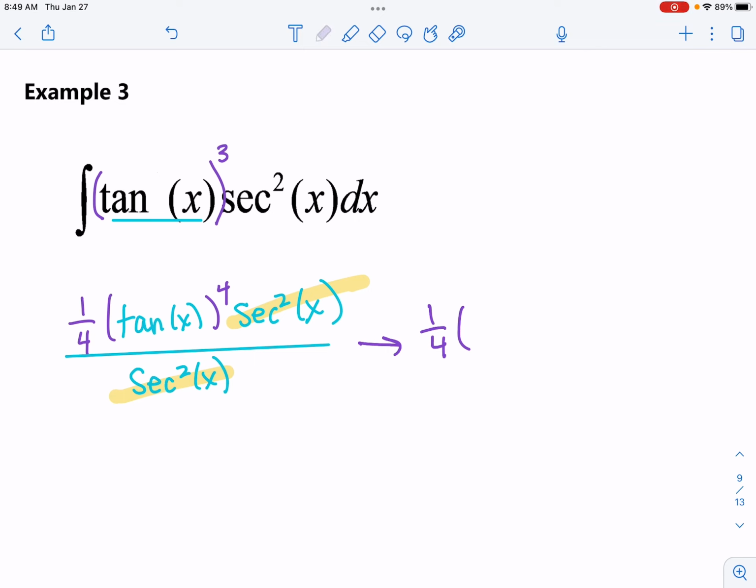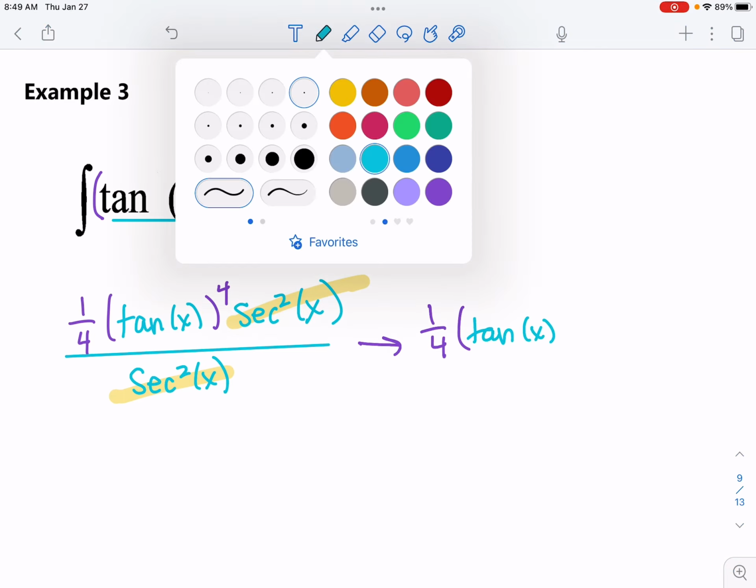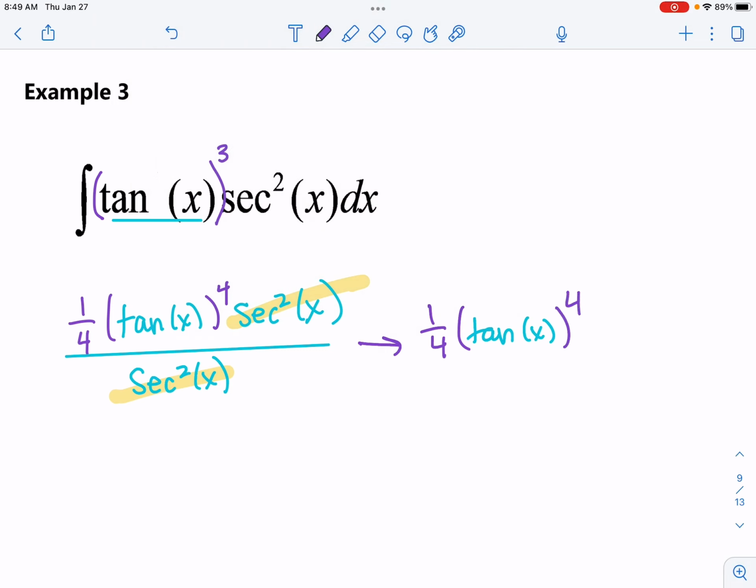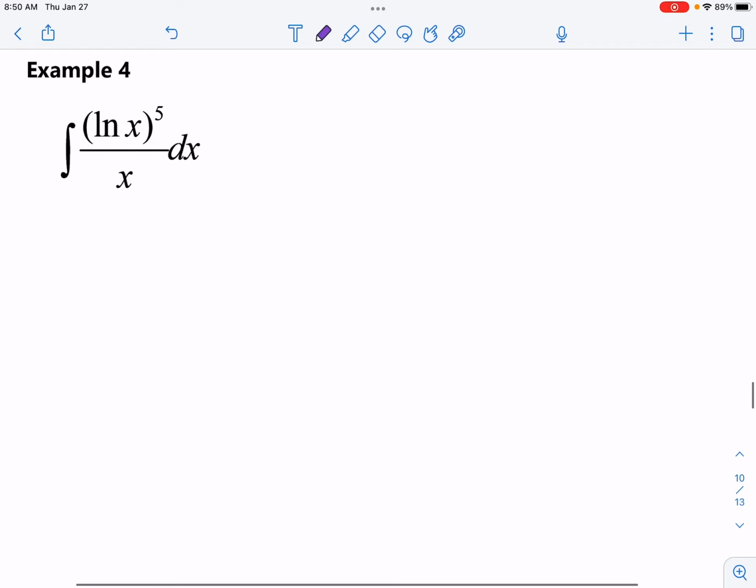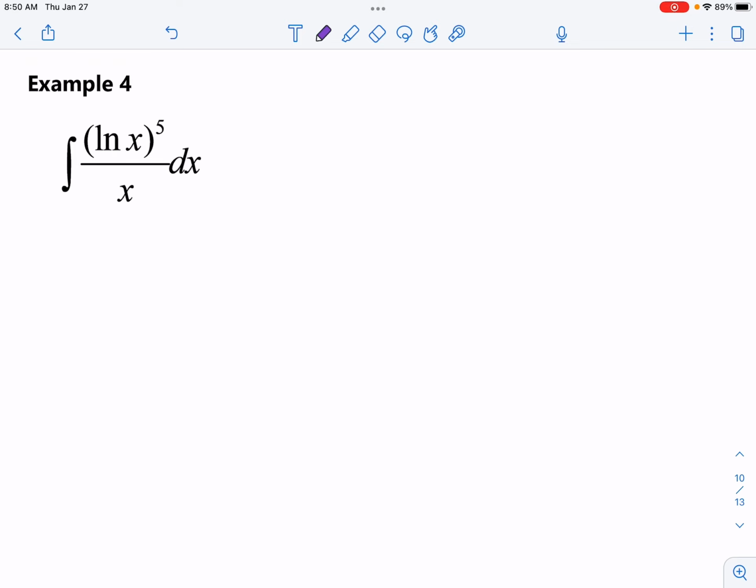1/4 tangent of x to the 4th plus C. And again, you can check by deriving your answer. All right, let's pause. Go ahead and write this example down.